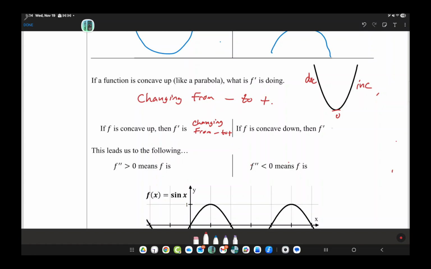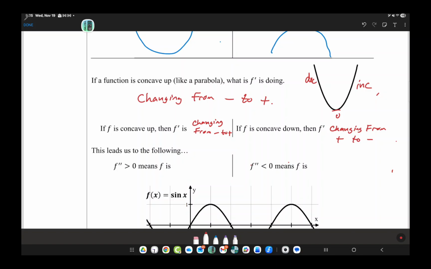If it's concave down, then f prime is changing from positive to negative. Now, that is not generally going to be the way we determine something is concave up or concave down. That just happens to be what's going on. It does tell you that if a function is concave up, you're going to have a local minimum, and if it's concave down, we have a local max.